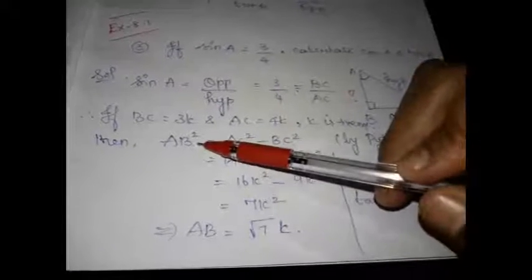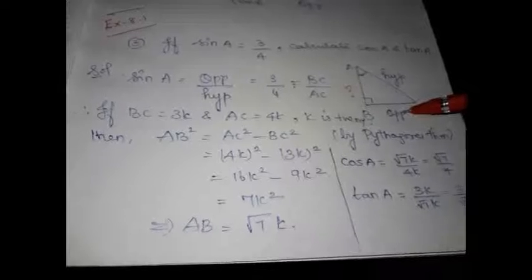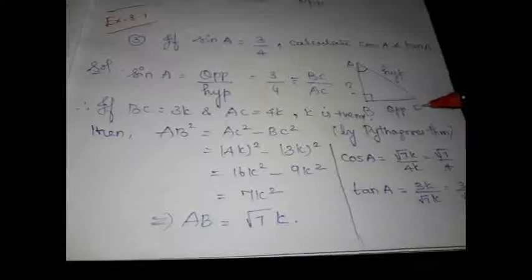What does the Pythagoras theorem say? Hypotenuse square is equal to the sum of the squares of the other two sides. Now we need AB square, which can be written as AC square minus BC square. If you do it, we get AB as √7K. We found AB. So once you know all three sides, we can easily find the remaining two ratios.